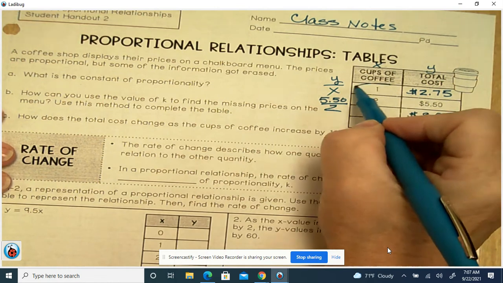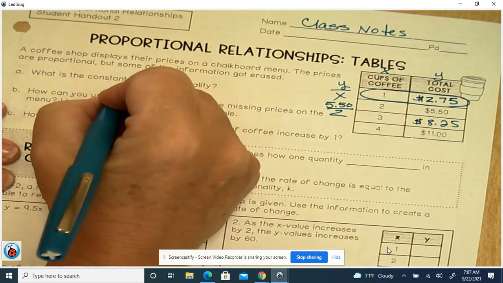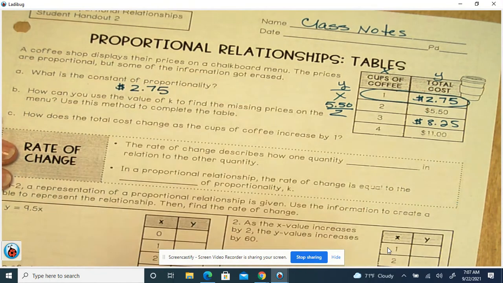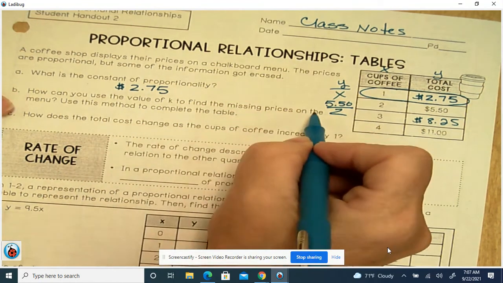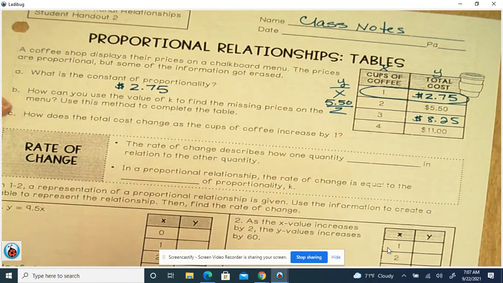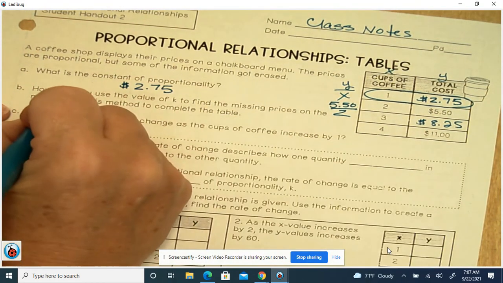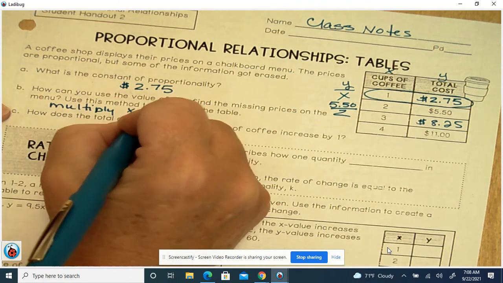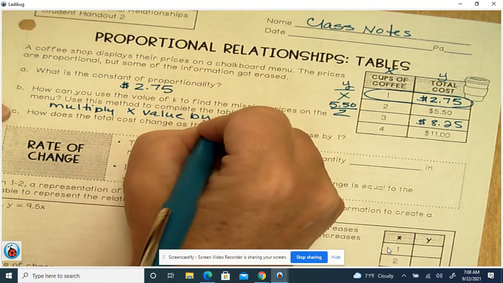So the constant of proportionality, I have the kids circle this, and that tells them what the constant of proportionality is, and it's 275. And how do we use the value k to find the missing pieces? We multiply the x value by the constant, which is 275.